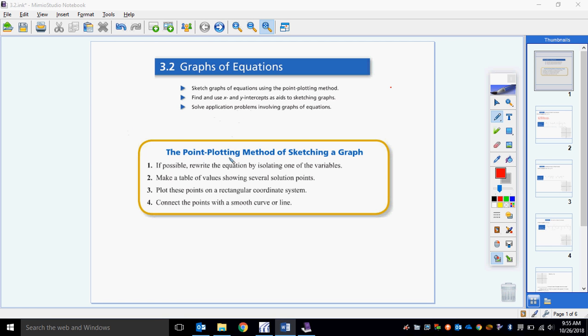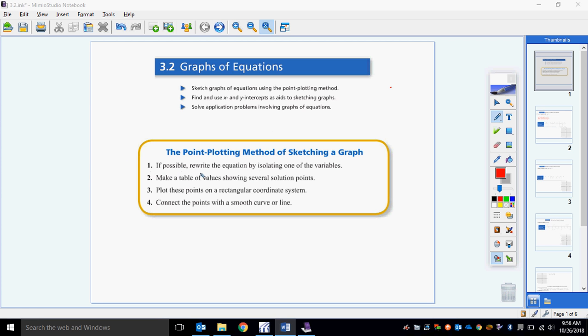This point plotting method is kind of like a last resort method if you're unsure of how to graph something. But we start off with it. It's our first method of graphing because it can be used anytime, anywhere. We're going to learn later in chapter 3 different methods for graphing, but they only work in certain forms or certain circumstances. So this point plotting method works all the time. That's why we teach it first.